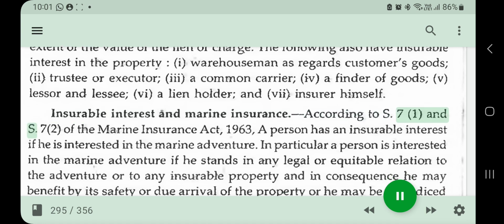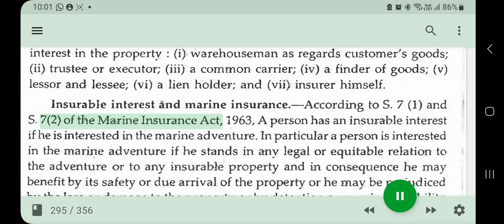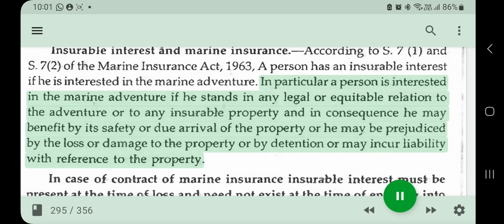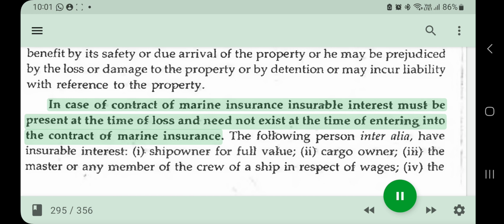According to S. 7(1) and S. 7(2) of the Marine Insurance Act, 1963, a person has an insurable interest if he is interested in the marine adventure. In particular, a person is interested in the marine adventure if he stands in any legal or equitable relation to the adventure or to any insurable property, and in consequence he may benefit by its safety or due arrival of the property, or he may be prejudiced by the loss or damage to the property or by detention, or may incur liability with reference to the property. In case of contract of marine insurance, insurable interest must be present at the time of loss and need not exist at the time of entering into the contract of marine insurance.